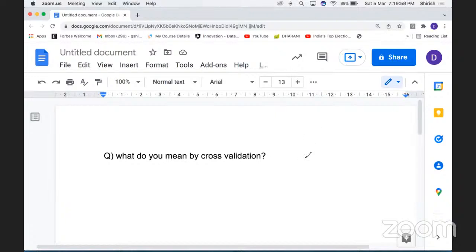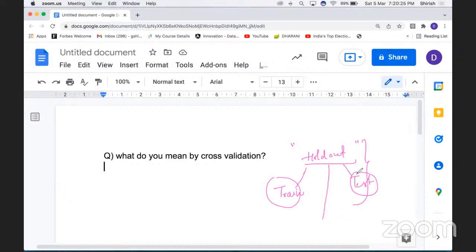Generally, for normal things you have the hold out method, which is one of the sampling techniques. What we do is divide it into train and test. There is no further split happening here. You just give training on the train part and predict on the test data, that's it.